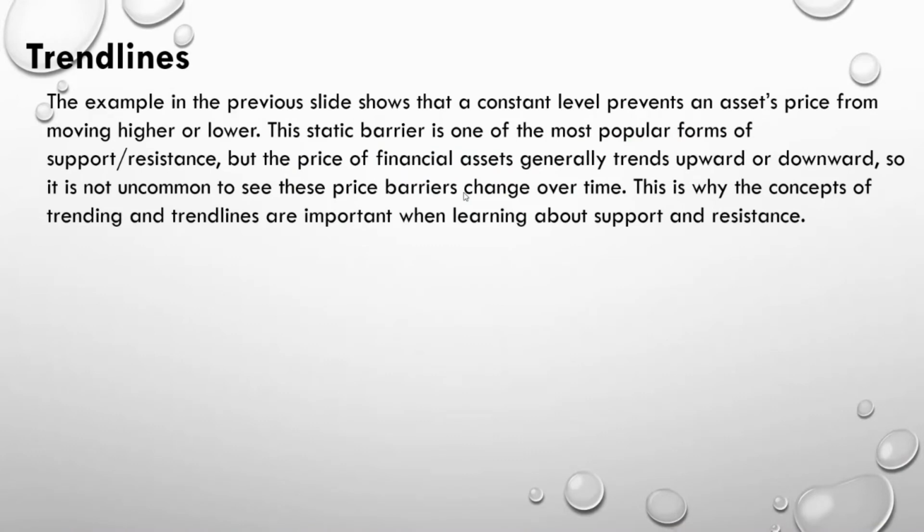All right, so now the example in the previous slide shows that a constant level prevents an asset's price from moving higher or lower. Now, this static barrier is one of the most popular forms of support or resistance, where the price of financial assets generally trends upward or downward. So it is not uncommon to see these price barriers change over time. This is why the concept of trending and trend lines are important when learning about support and resistance.